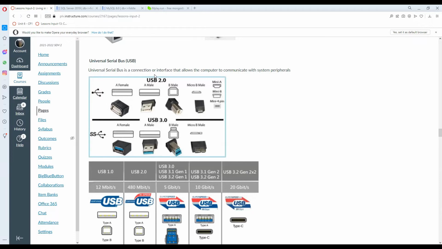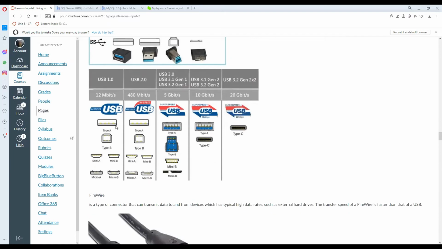So we have here a sample of USB 2.0 and 3.0. We also have here the different generations of USB: 1.0 with a speed of 12 megabits per second, USB 2.0 with a speed of 480 megabits per second, and USB 3.0 Gen 1 and 3.1 and 3.2 having a speed of 5 gigabits, USB 3.1 and 3.2 Gen 2 having a speed of 10 gigabits, and lastly, USB 3.2 Gen 2x2 is 20 gigabits.